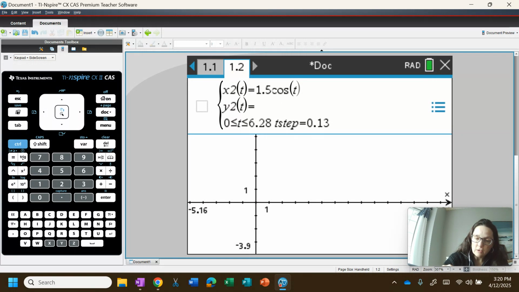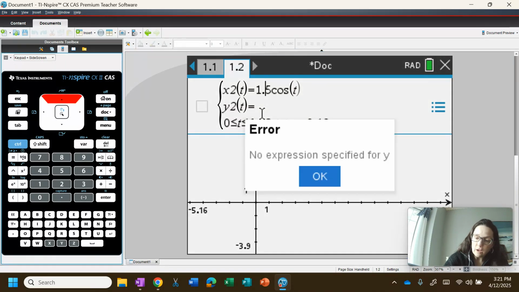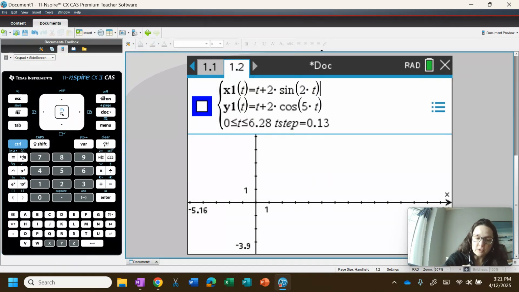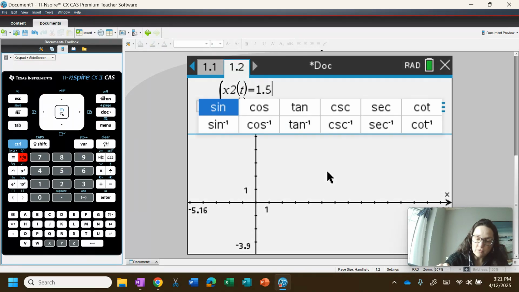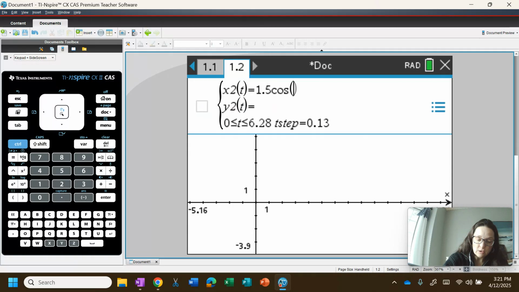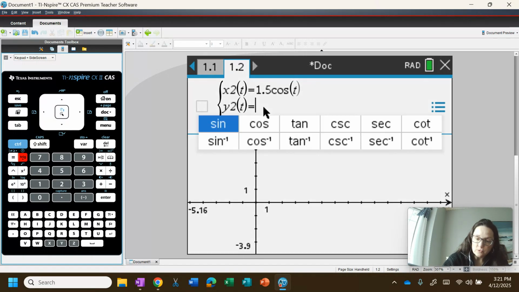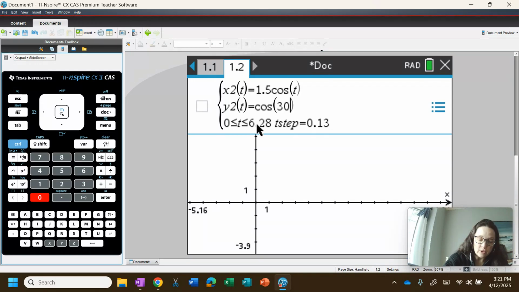I'm trying to express something for y. This calculator app is the worst. Oh my god, again. 1.5 cosine t, cosine 30t. And again, 0 to 2 pi seems good enough for me.